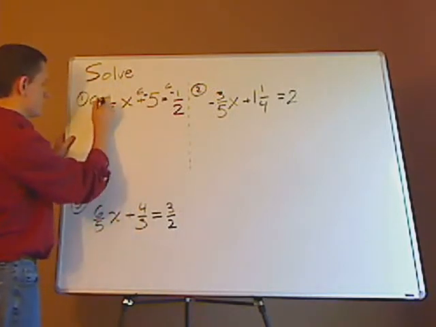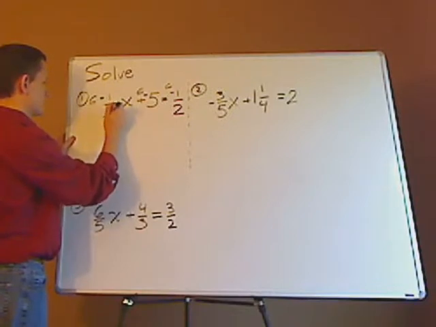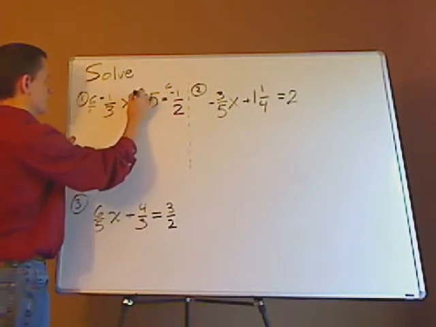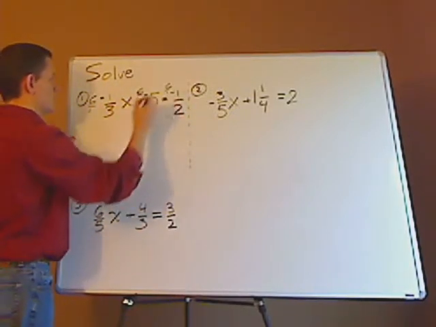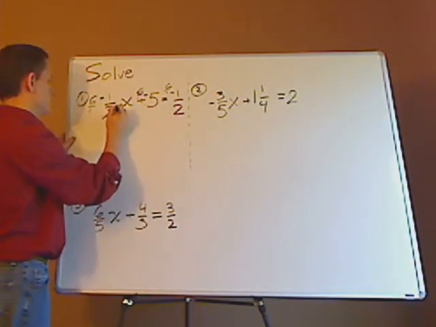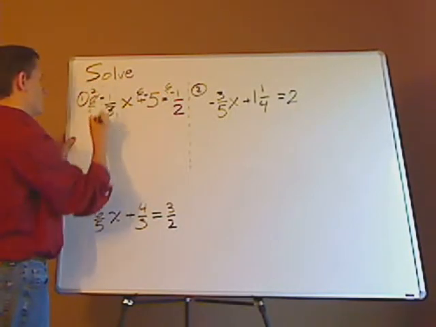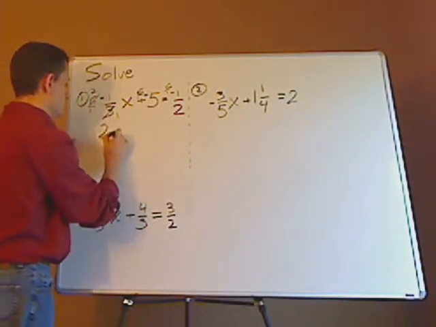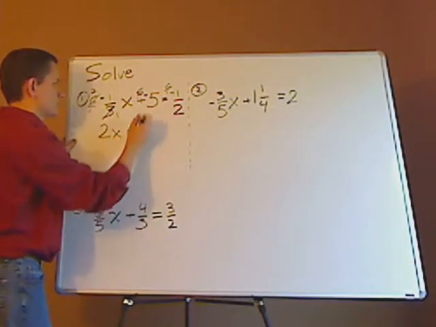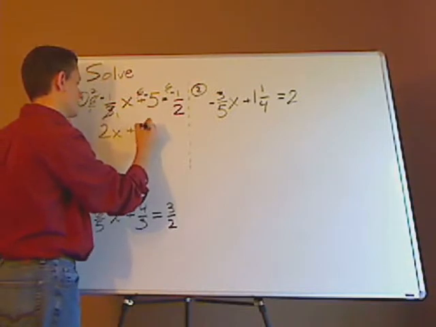Now, when you do that, things are going to start canceling out. This is 6 over 1, 6 over 1, 6 over 1, so you can cross cancel. 3 goes into 3 once. 3 goes into 6 twice. So that's going to be 2x plus, this is 6 over 1 times 5 over 1, so that gives you 30.